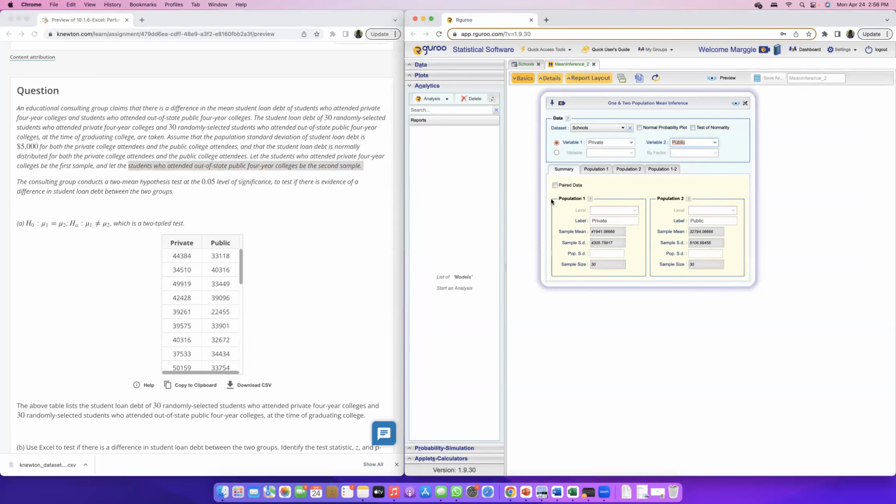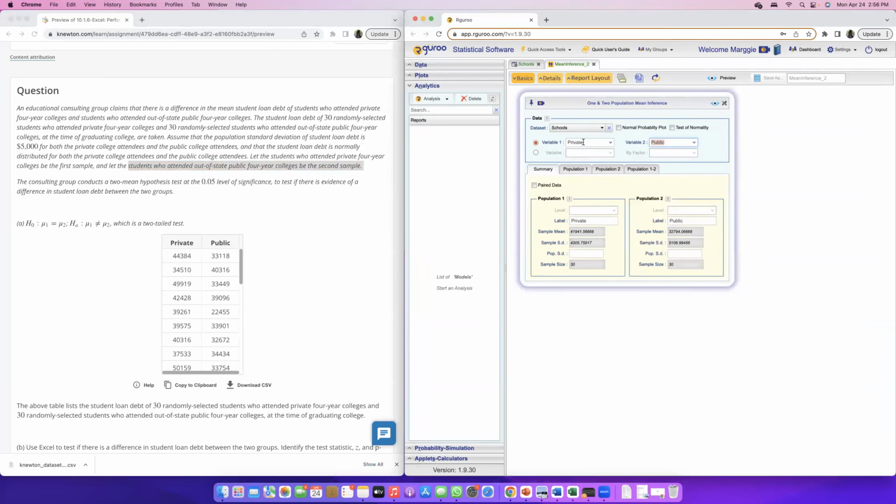So for population number 1, which is the students who attend the private school, we have the sample mean, the sample standard deviation, and the sample size. We know the standard deviation of the population, which is 5,000, right? It's telling you the population standard deviation of student loan is going to be 5,000 for both groups. So this in here is going to be 5,000, and this in here will also be 5,000.